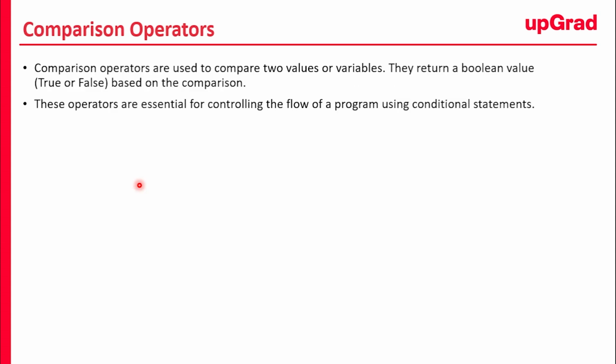Then comes the comparison operator, right? Comparison operators are basically used to compare two values or variables, as the name suggests. They return a Boolean value, right?